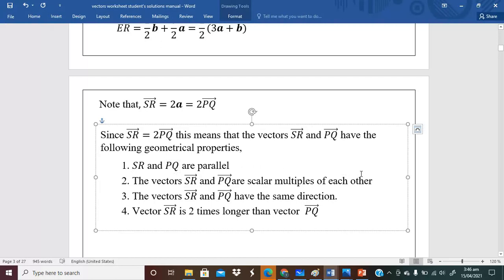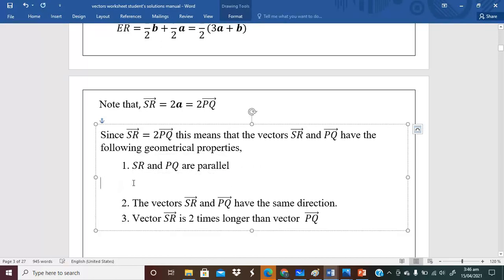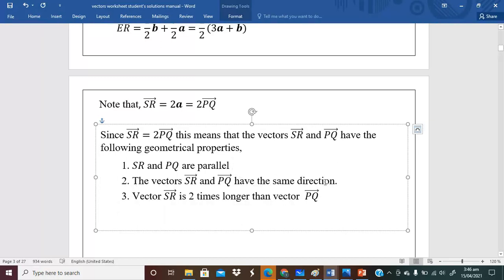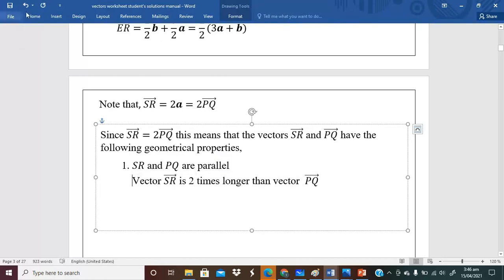And we can say also that we cannot talk about direction of line segments, but we can say that the line segment SR, let's remove that arrow. If we have the arrow, that means we're talking about a vector, but we don't want to talk about the vector. Let's talk about the line segment SR, because that's what the question asks us. So SR is 2 times longer than PQ.